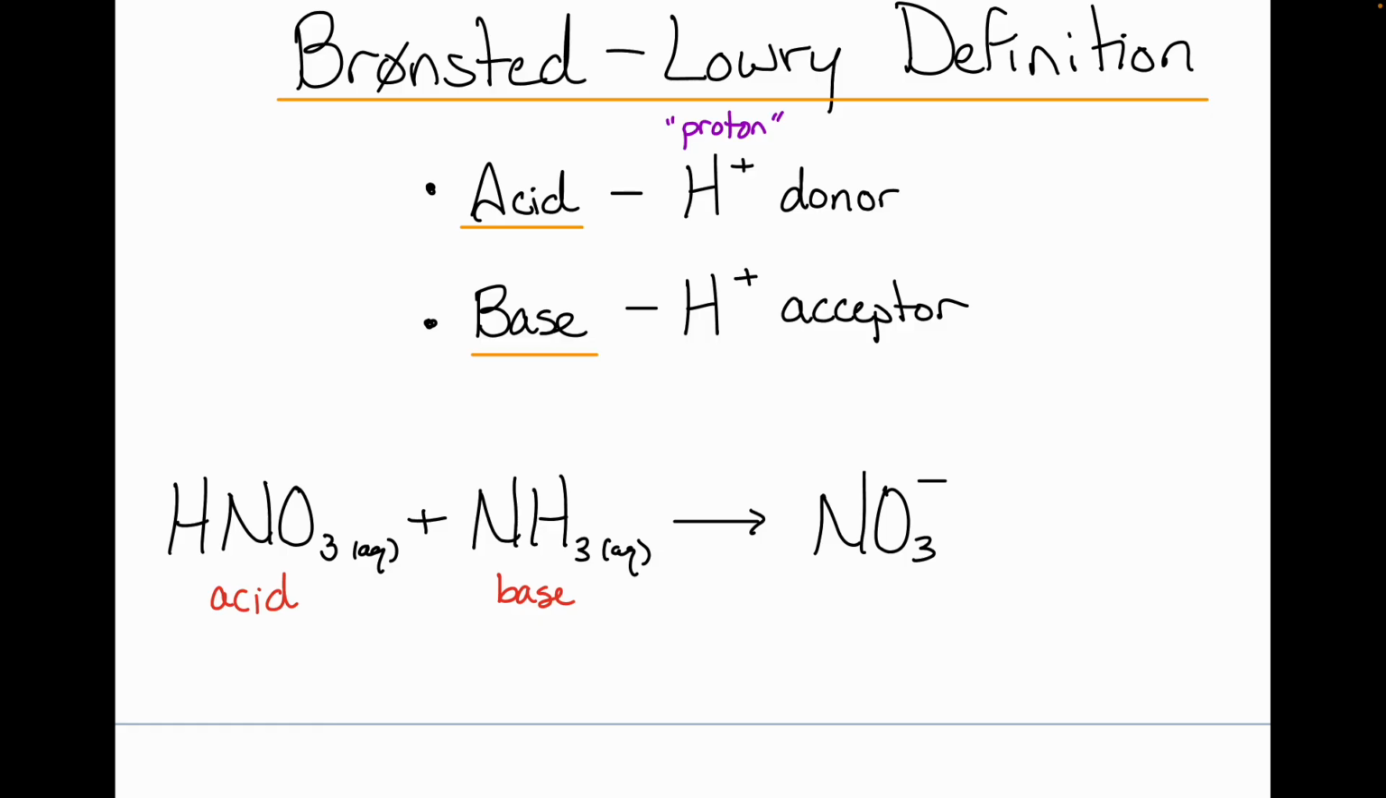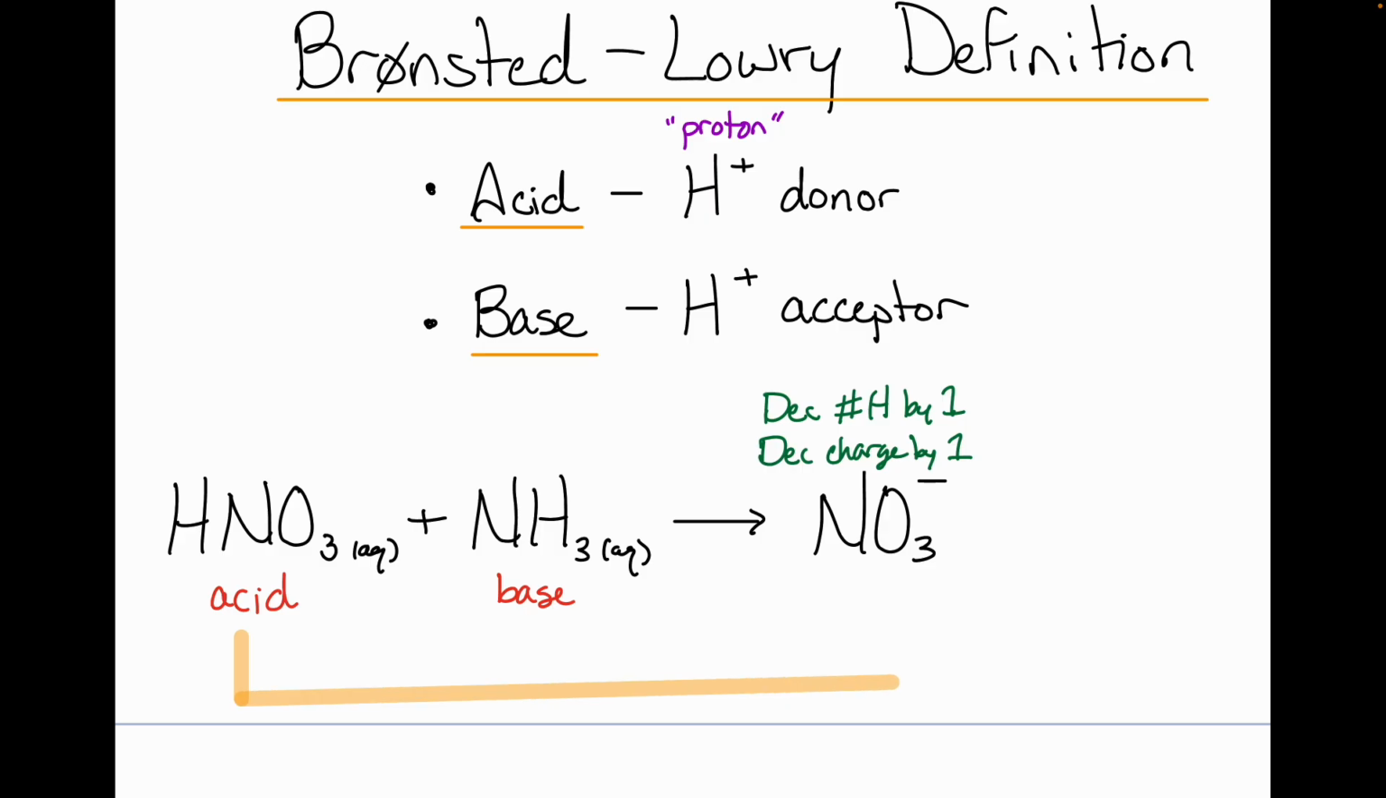All right, so what we're going to note is that our acid is going to lose a proton. So we're going to decrease the number of hydrogens by 1. And since that hydrogen that we lost had that positive charge, we also have to decrease our charge by 1. All right, that's how I turned my acid formula here into this nitrate ion.